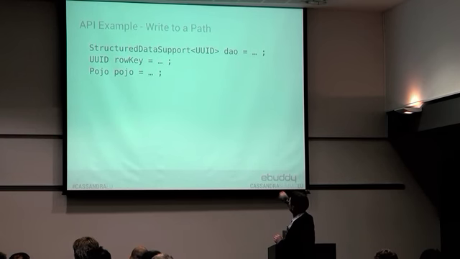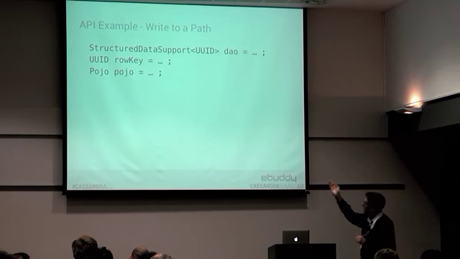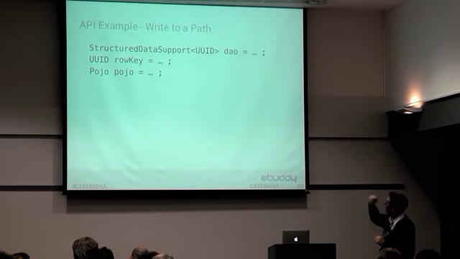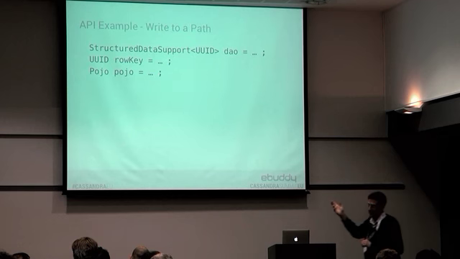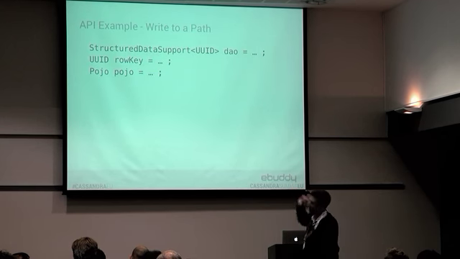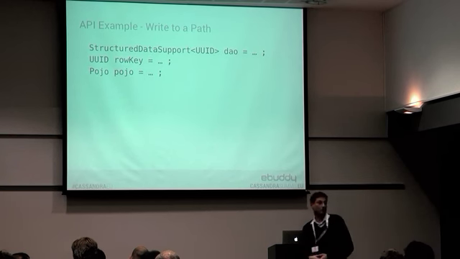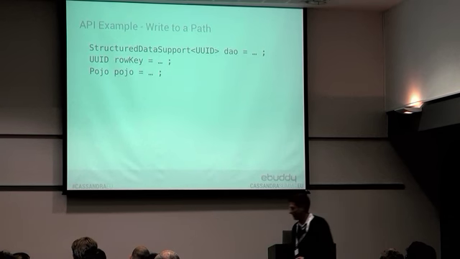So in this API example, I call the structured data support object DAO, just because it's short. It fits on the slide better, but it's actually more of a DAO support object. It isn't actually intended to be a DAO object, although you could use that for simple cases as a DAO.